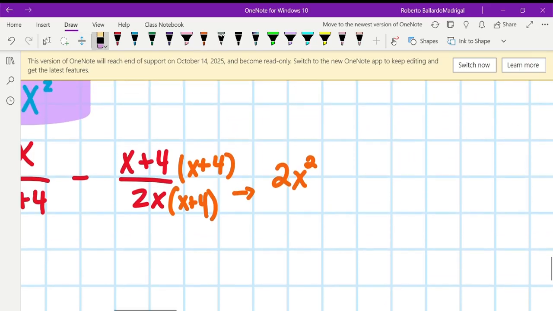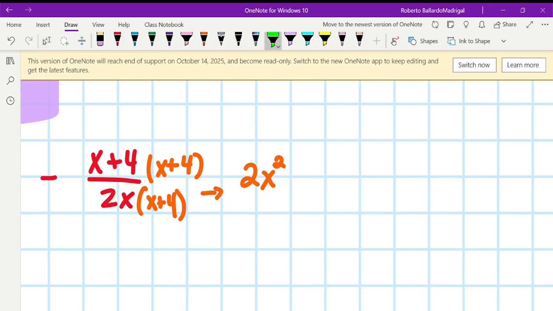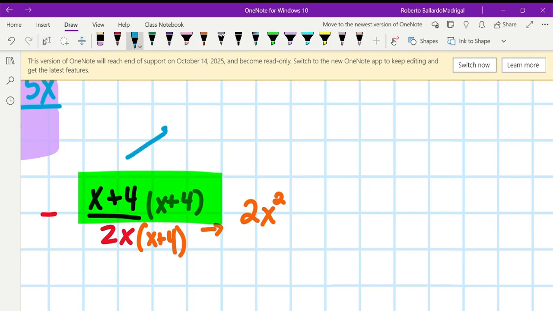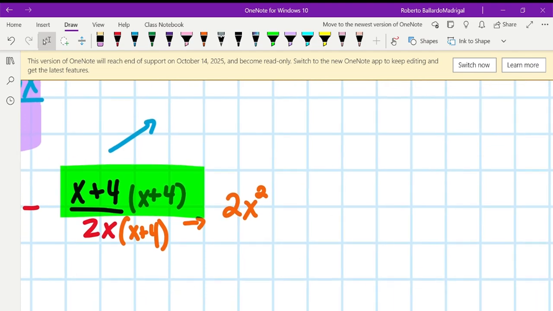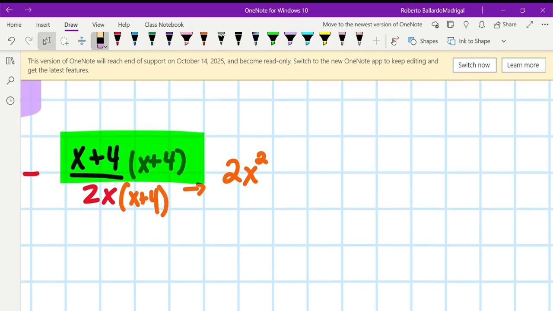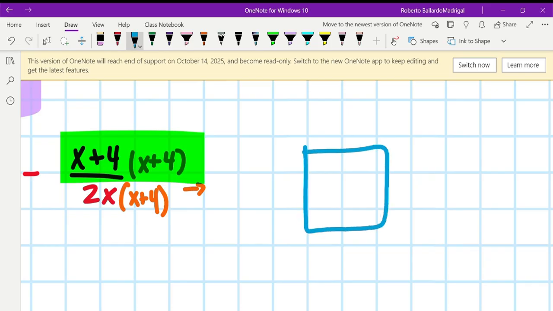All right, so we have to multiply this the long way. So let's multiply this the long way. I have no space. Hold on. Where am I going to write this? Here, let me erase this 2x squared. Let me get it out of the way. Area model. X plus 4 and x plus 4.